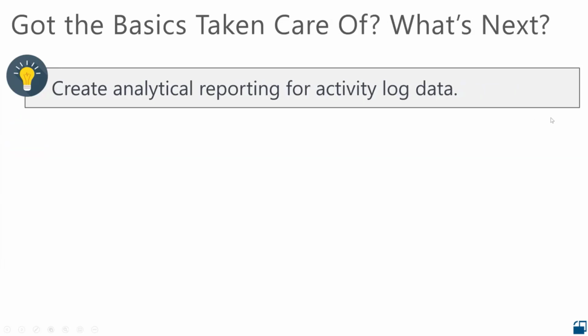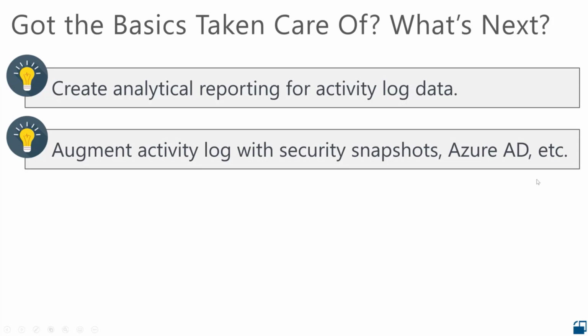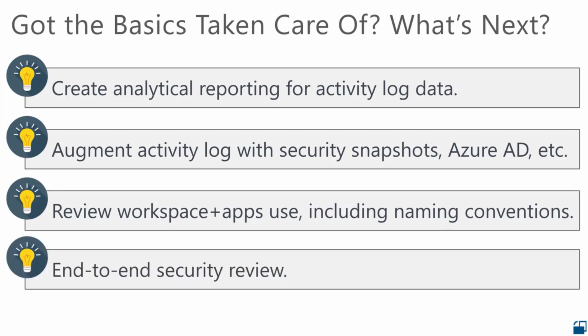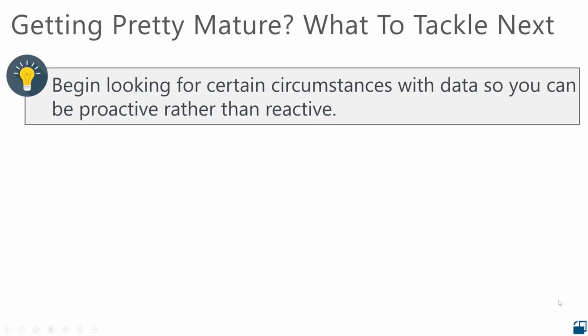So let's say you've got the basics taken care of. What do you do next? I propose, now that you've got your activity log data, get it in a form so that you can create your analytical reporting, and augment that activity log with other kinds of data that will make it even more useful. And review how your workspaces and your apps are being used. Review naming conventions. Are there things that can fundamentally make it easier for users? And do an end-to-end security review. Start capturing that data. Make sure that you can backtrack if you need to.